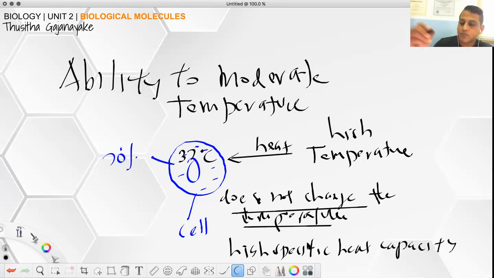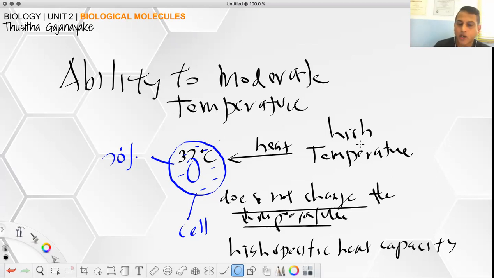So it has high specific heat capacity. It can absorb the heat, but does not change the temperature dramatically. So what happens when the heat is absorbed? The hydrogen bonds are breaking, right? When the hydrogen bonds are breaking, it is not easy to break all the bonds because millions of water molecules make millions of hydrogen bonds. So it takes time. It needs a good amount of energy to break the bond. Then only water can evaporate.